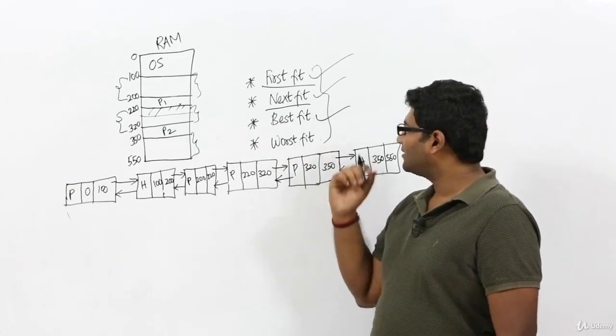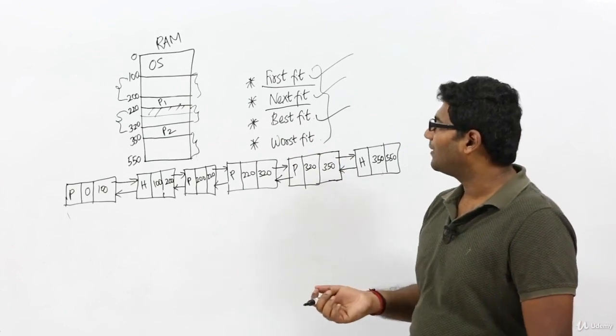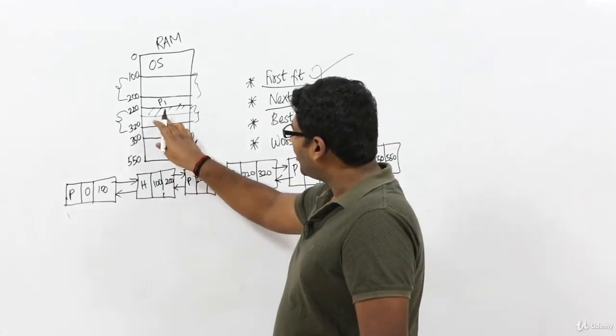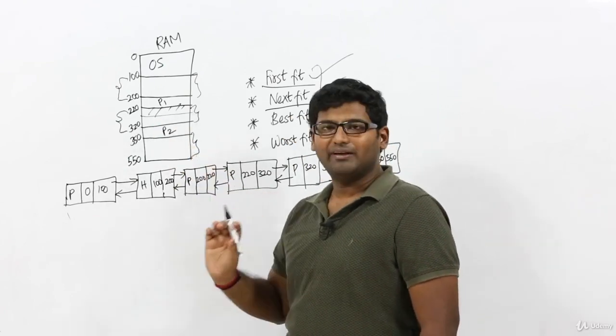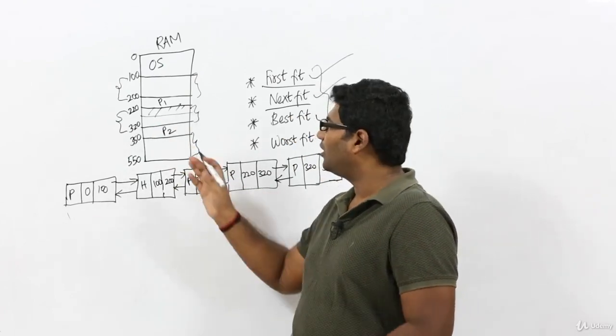Now, there is one more disadvantage of best fit. What might happen is, let us assume there is a very small hole. Now, let us assume this hole is just good enough to hold our process.